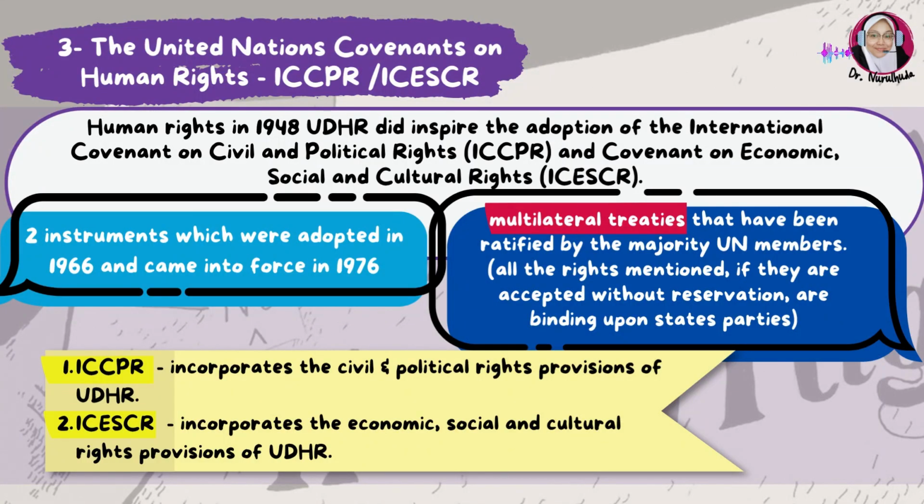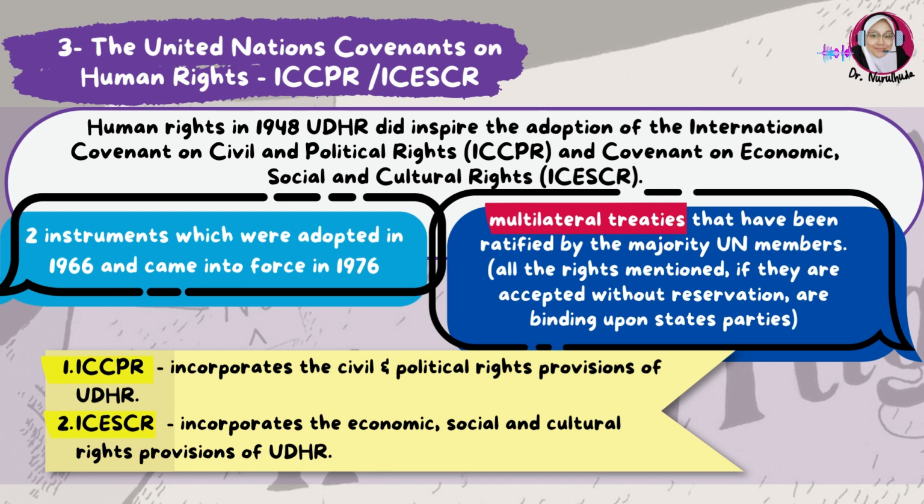The third international instruments governing human rights are the United Nations Covenants on Human Rights, the ICCPR as well as the ICESCR. The UDHR of 1948 did inspire the adoption of the International Covenant on Civil and Political Rights, ICCPR, and the Covenant on Economic, Social and Cultural Rights, ICESCR. These two instruments were adopted in 1966 and came into force in 1976.